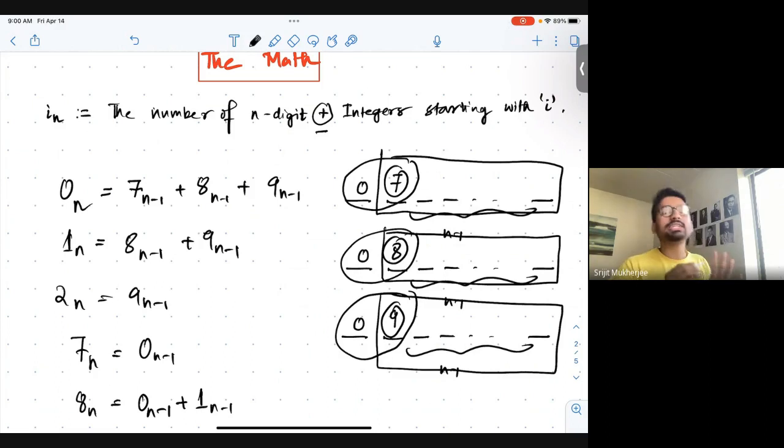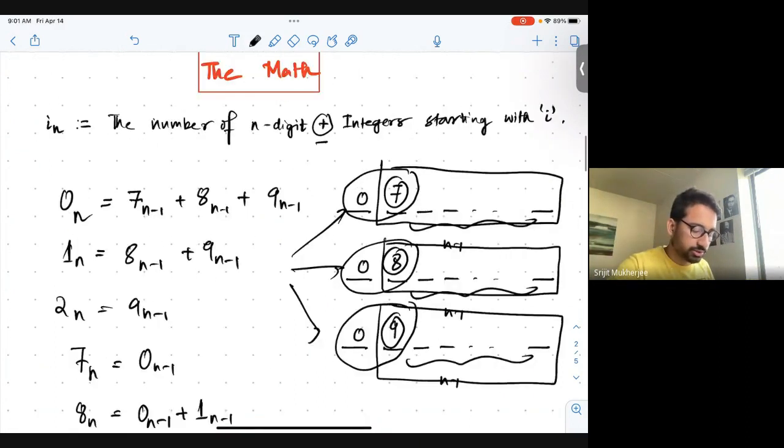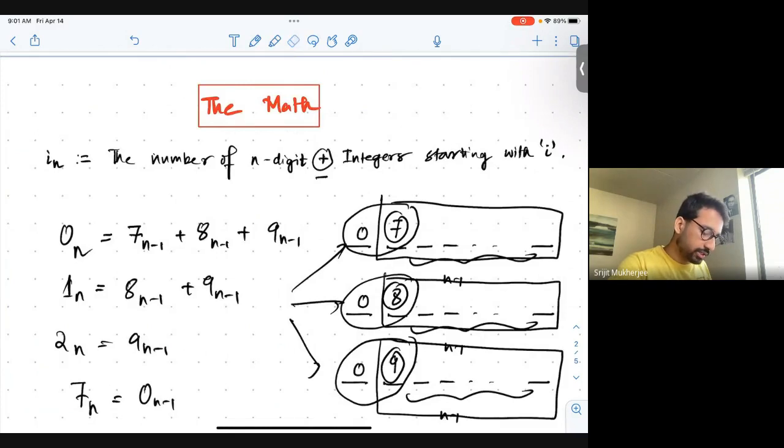So since 0 has three possibilities, you are dividing into three possible cases by the addition principle of combinatorics, and these are the only three disjoint possible cases. Therefore, it's equivalent to saying that the number of n-digit integers that start with 0 is equal to the number of n minus 1 digit integers that start with 7, plus the number of n minus 1 digit integers that start with 8, plus the number of n minus 1 digit integers that start with 9. Because one place got reduced, you can easily remove the 0 part, because for counting this is not important.